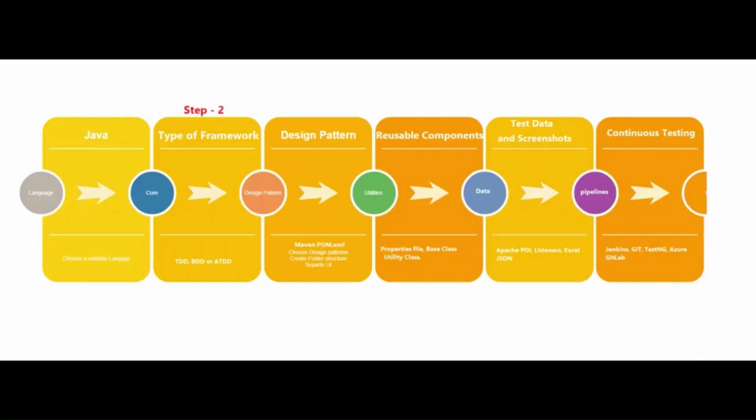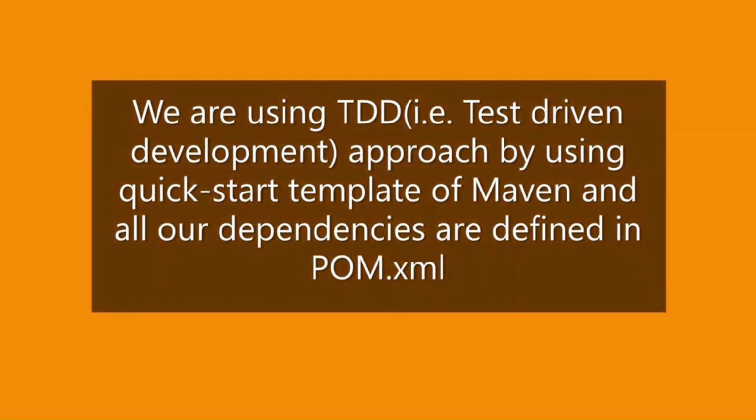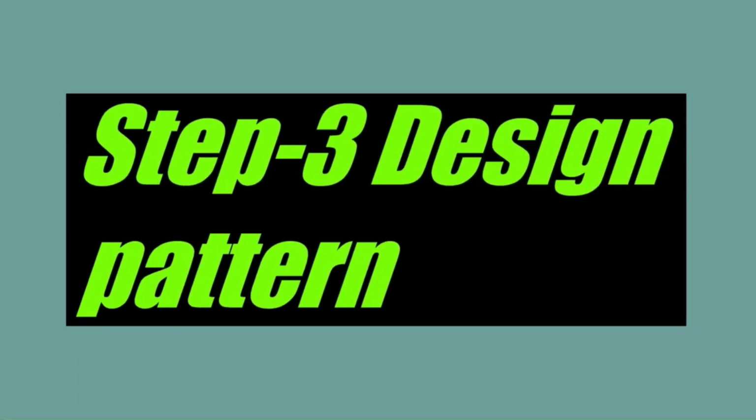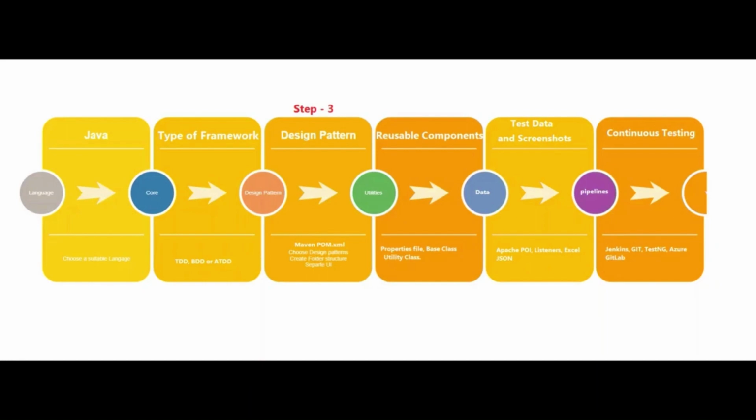Step 2 is type of framework. So we are using TDD, that is test driven development approach, by using the quick start template of Maven, and all our dependencies are defined in pom.xml. Step 3 is design pattern. Explain about page object model.